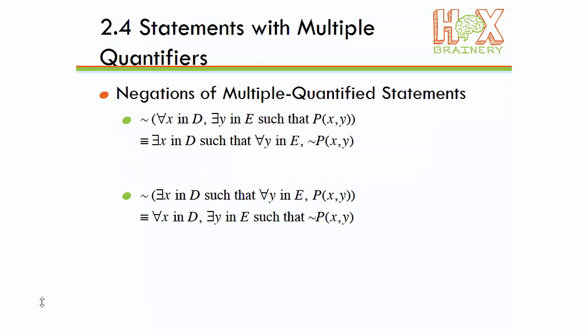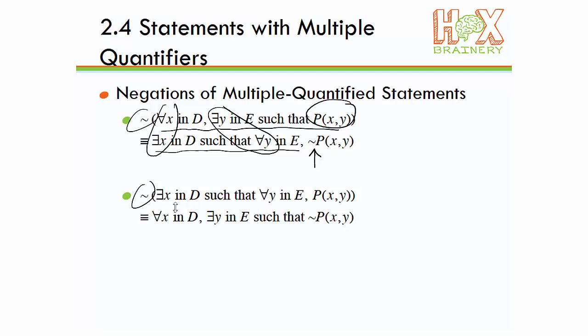Now we're going to look at negations of multiple quantified statements. So if we want to negate this universal existential statement, it's going to be equivalent to an existential universal statement, and we're negating that property, that P of X and Y, the predicate. So this part's getting negated, and you're swapping out your quantifiers. Same down here, if you're negating an existential universal statement, then the existential part becomes a universal part, the universal becomes an existential, and your P of X and Y just gets negated.